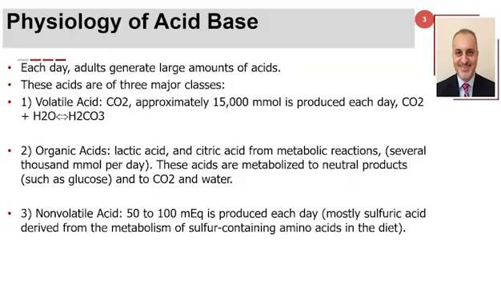Each day our body generates a significant amount of acid. There are three types of acids in the body. First is the volatile acid, which comes usually from carbon dioxide. Carbon dioxide is produced in large amounts in the human body, and as you know, CO2 combines with water via carbonic anhydrase to give carbonic acid. Carbonic acid at some point will dissociate, giving hydrogen and bicarbonate. This is the largest source of acid in the body.